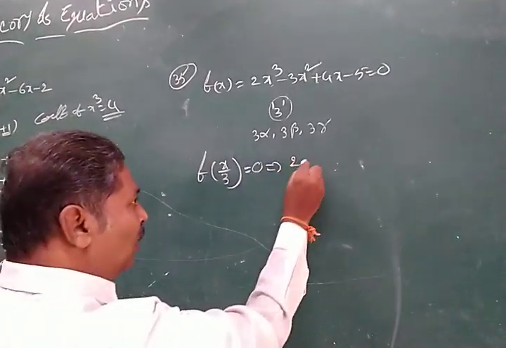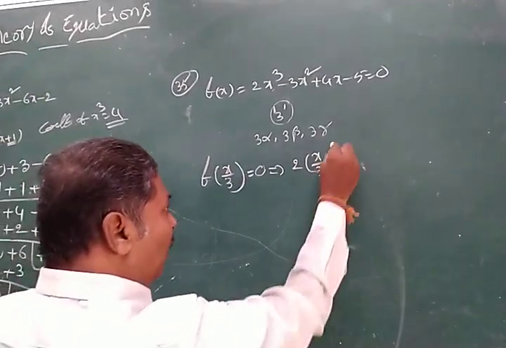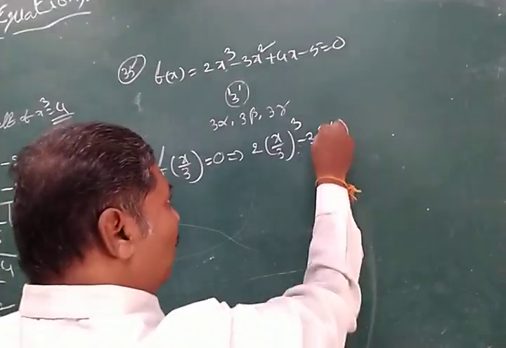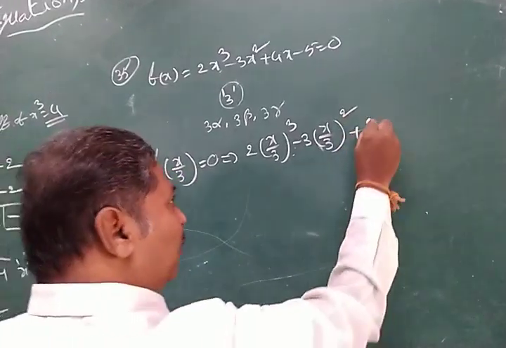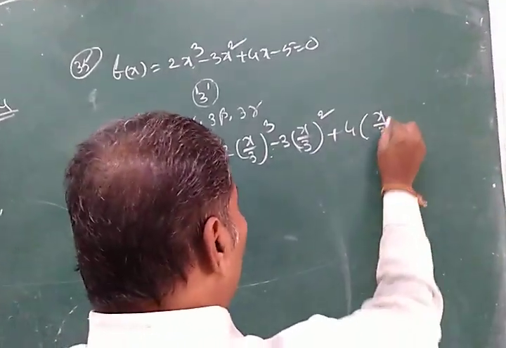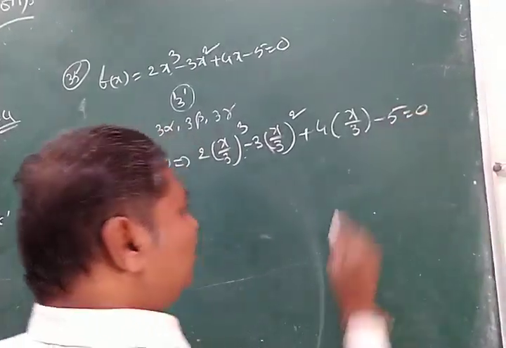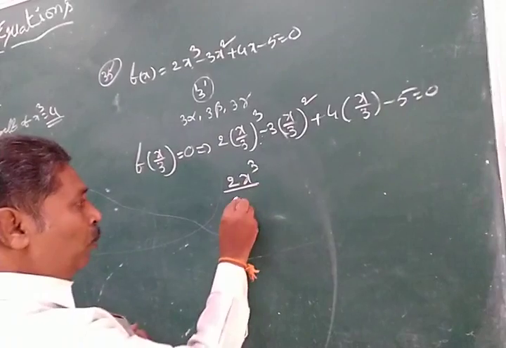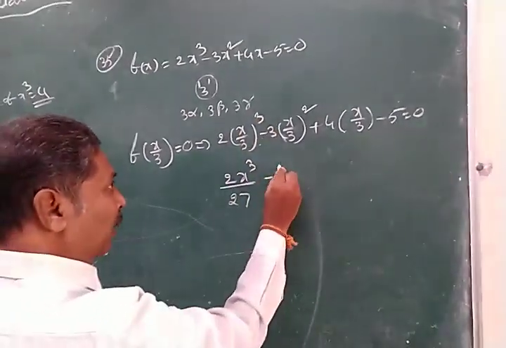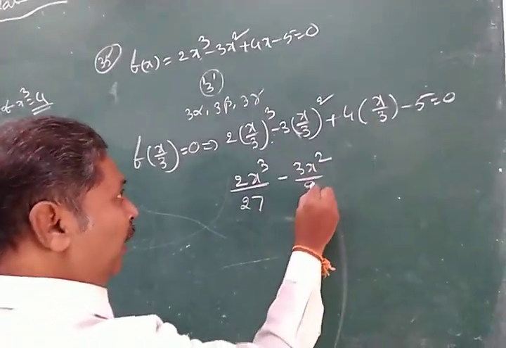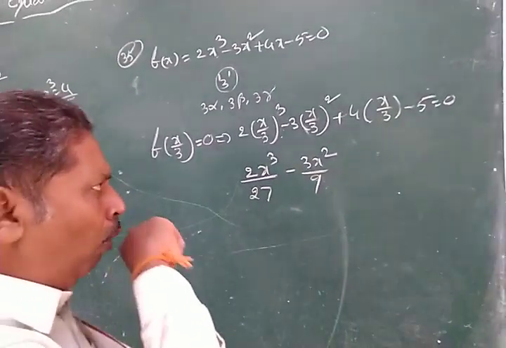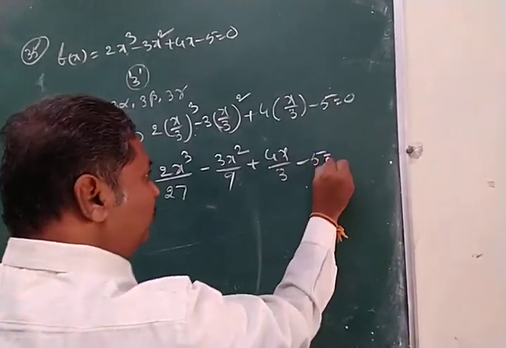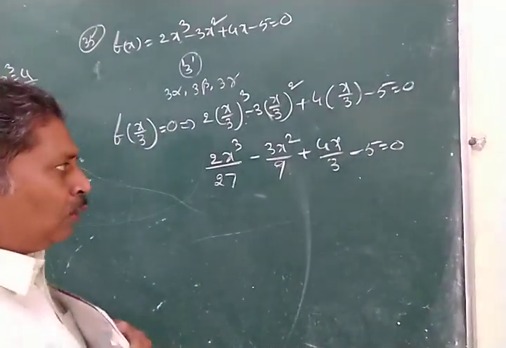That is 2 into x by 3 whole cube, 3 into x by 3 whole square, 4 into x by 3 minus 5. 2x cube by 27, 3x square by 9, 4x by 3 minus 5 equal to 0.